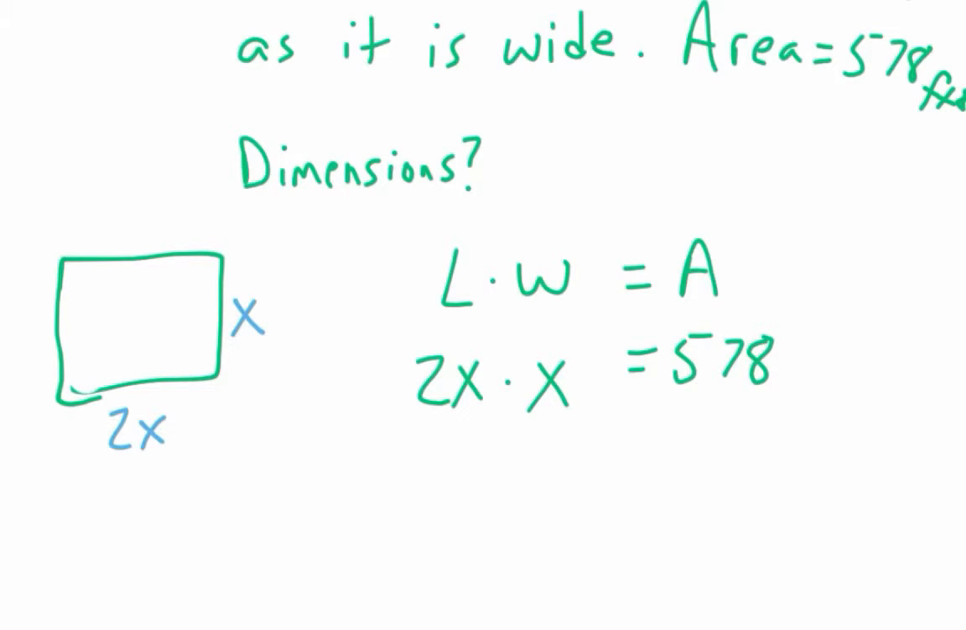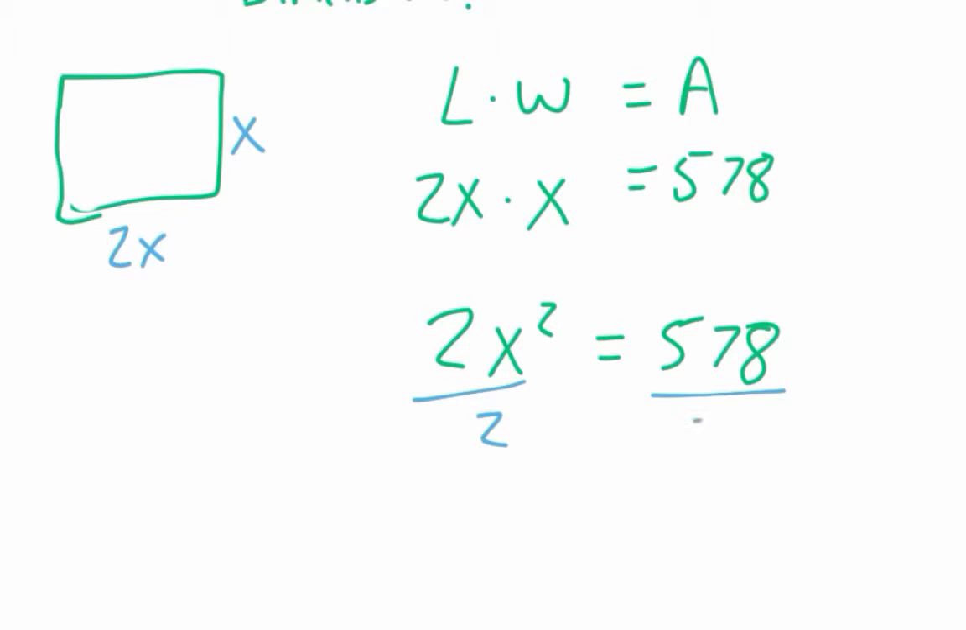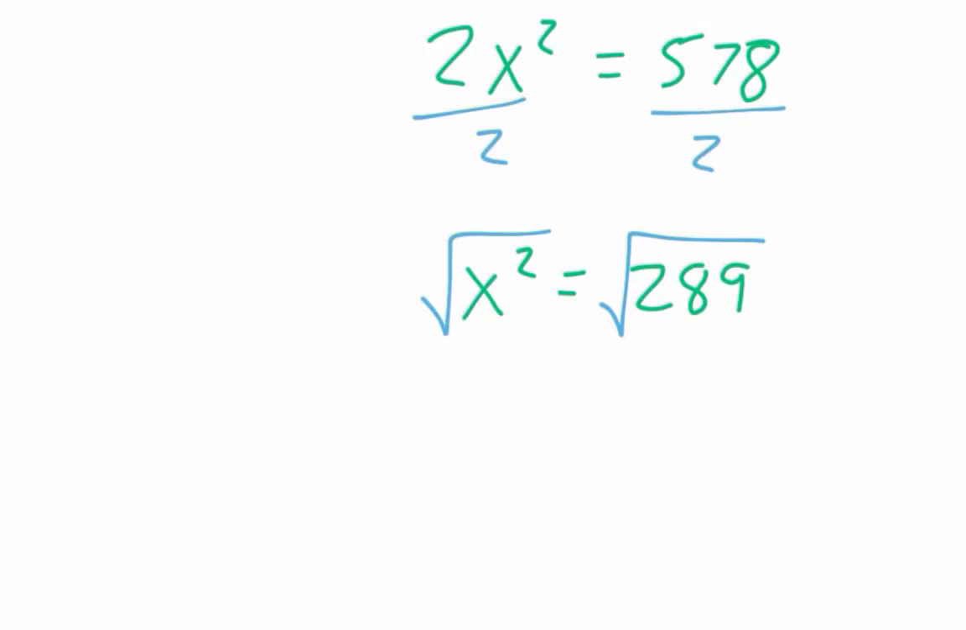So I have 2x times x, or you could do the other order, x times 2x equals 578. Next step, I could say this is 2x squared equals 578. Now we're right back to where we have been in the last couple problems. So my first step in solving is to divide by 2. Now I get x squared equals 289. Square root those, and I get a 17.